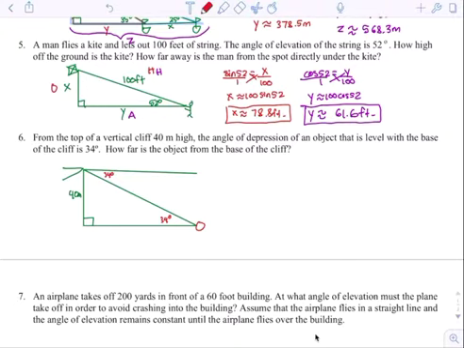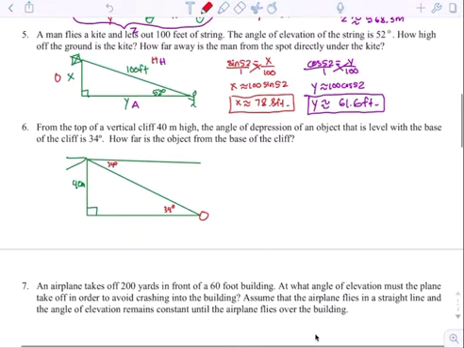Okay, the top of a vertical cliff. I don't think that helped with the drawing. But anyway, so the base of the cliff is right here. So that means you guys are solving for this value.